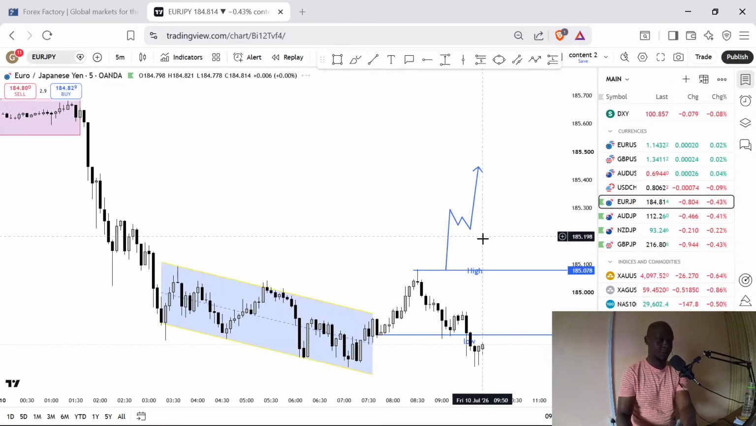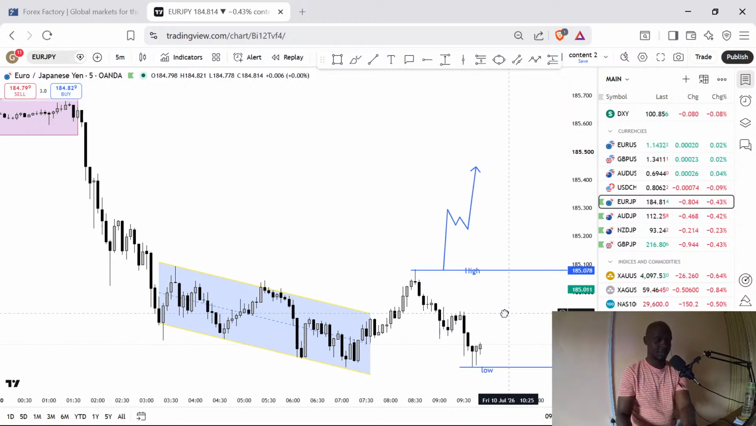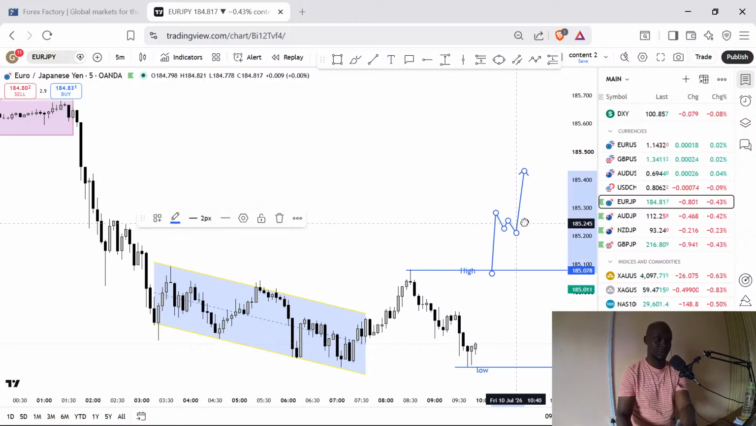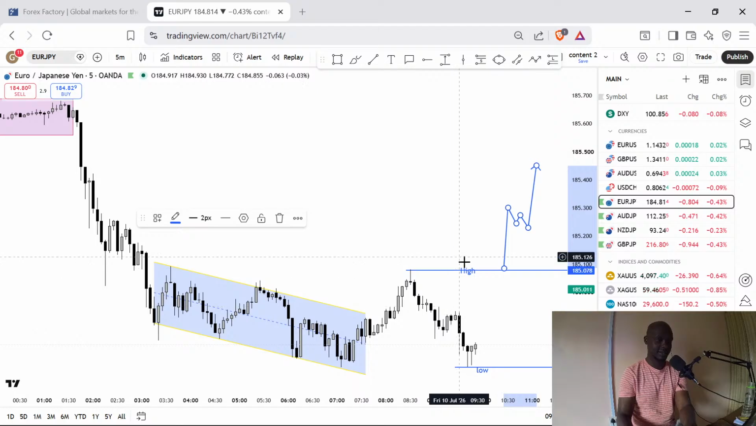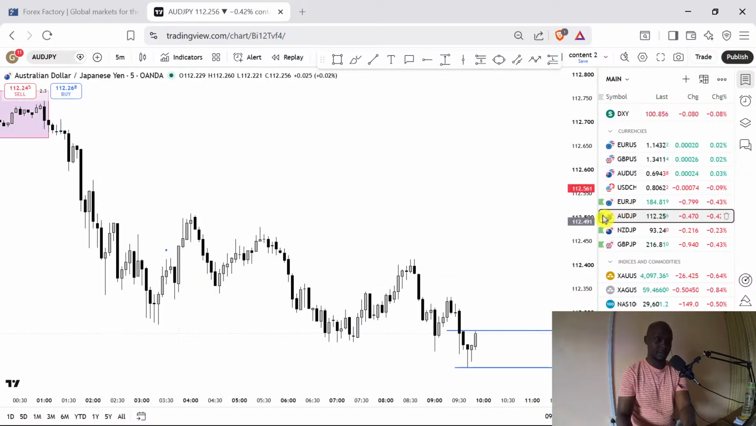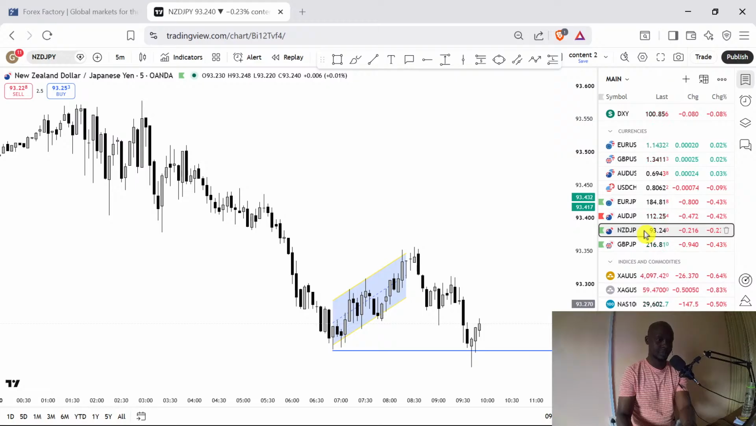On EuroJPY, I also have a long bias. Let me just adjust these highs and lows that I'm looking at. But for EuroJPY, we'll have to wait until we break this high, and we have quite a distance. So I think ODJPY is a little bit more ideal as we head into the last third hour of the London session.